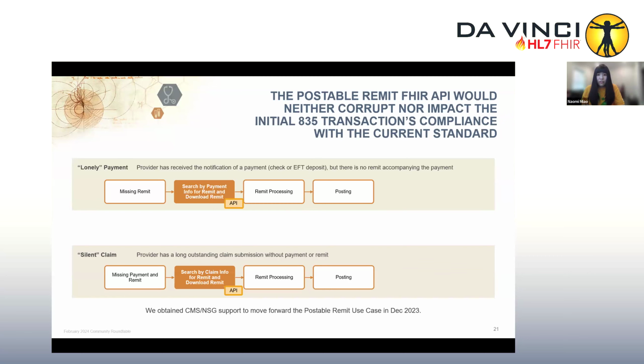So we plan to use the FHIR IG and FHIR API to search for missing remits using payment information or claim information, and download a duplicate copy of the 835 or paper remit via FHIR API. We're planning a use case public launch in March.